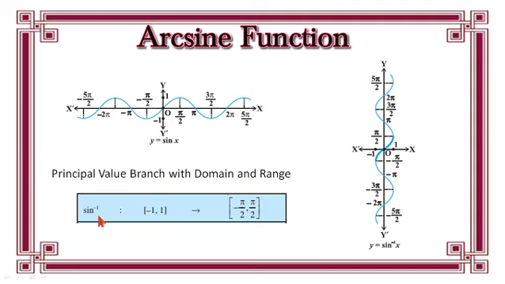When we have the sine inverse function, we have taken the interval as -1 to 1. In this interval, the range is minus pi by 2 to pi by 2. And if you look at this interval, none of the values is going to repeat.